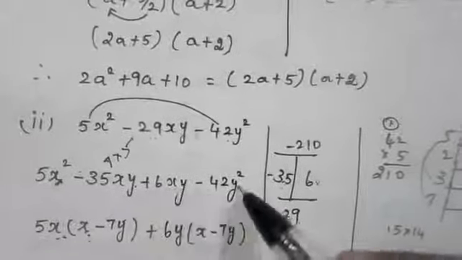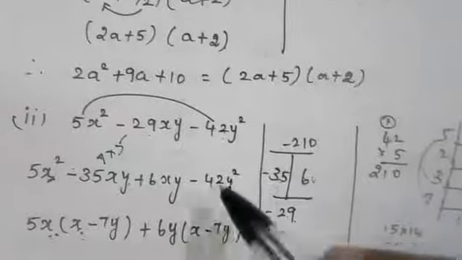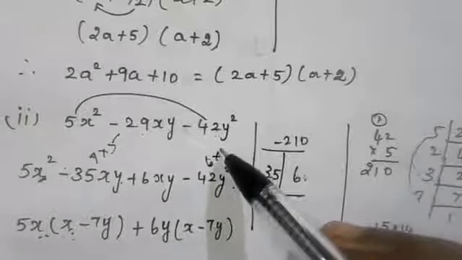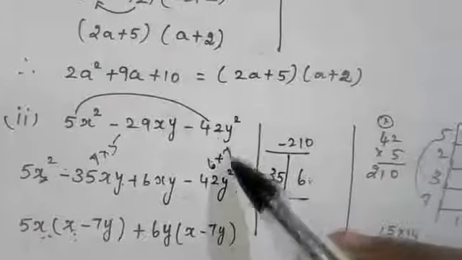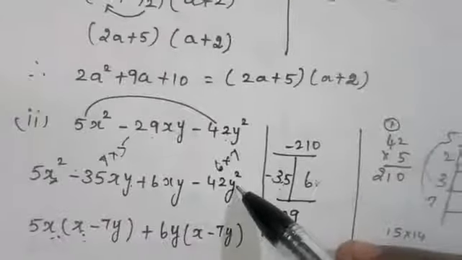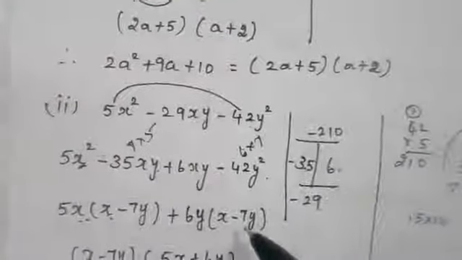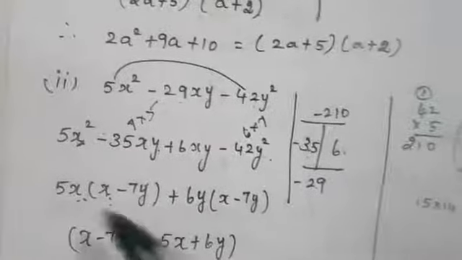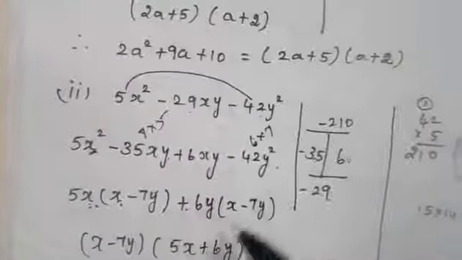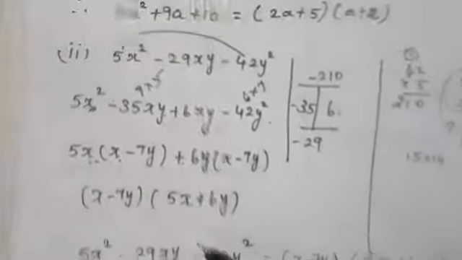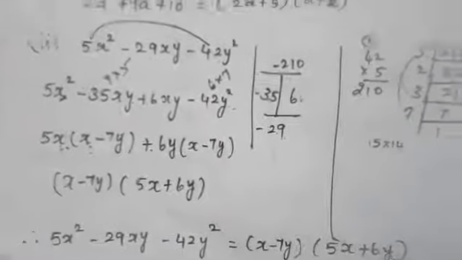Plus, you have to compare these two. 6y taken outside, so remaining x. For it is 6 sevens are 42. So 6y is taken outside, so remaining 7, and here y into y, one y taken outside, another one y is here. So now you have to check, x minus 7y is common, taken outside, which is remaining for the first term 5x. Middle, what sign do you have? Plus, it is 6y. So the factors are x minus 7y into 5x plus 6y.